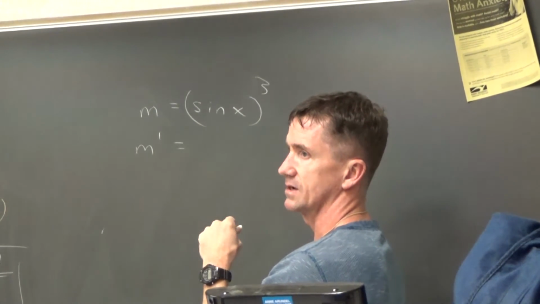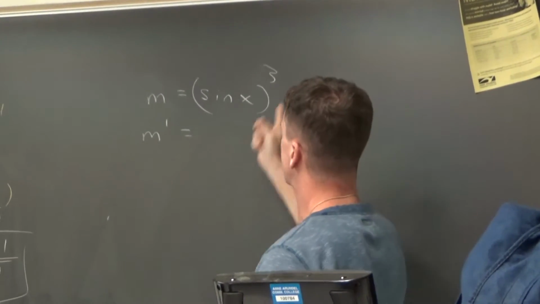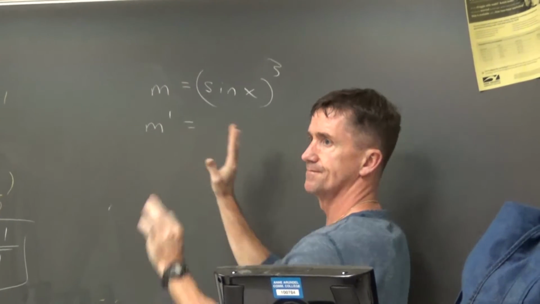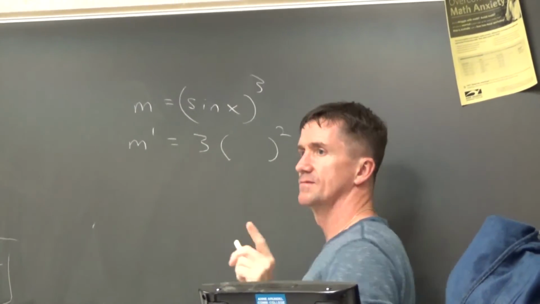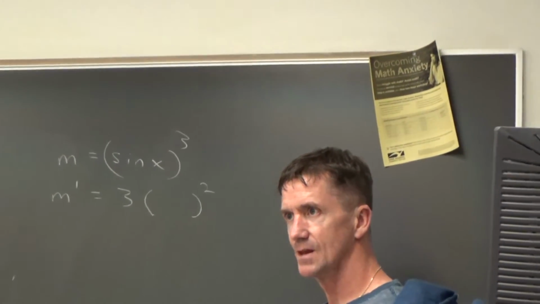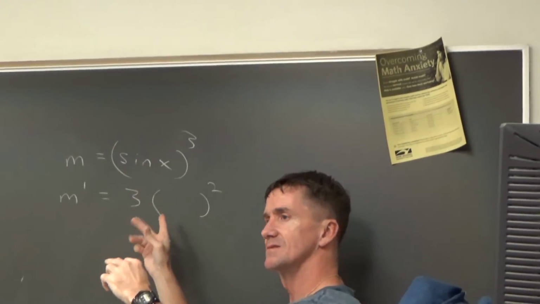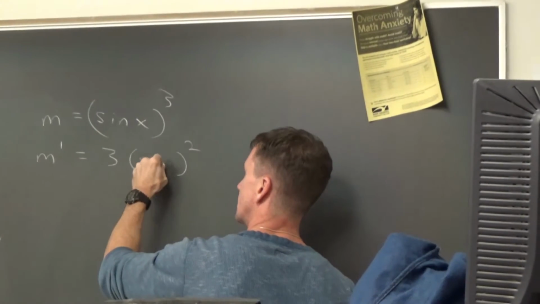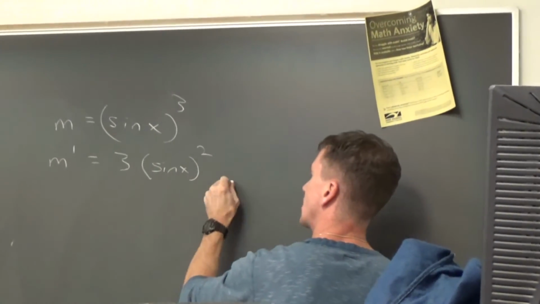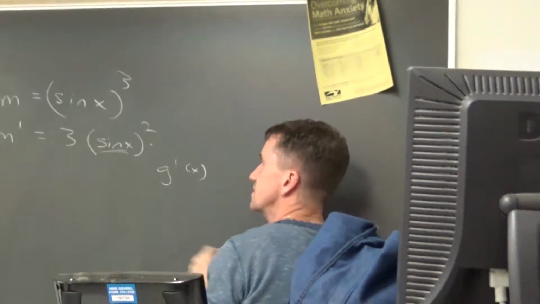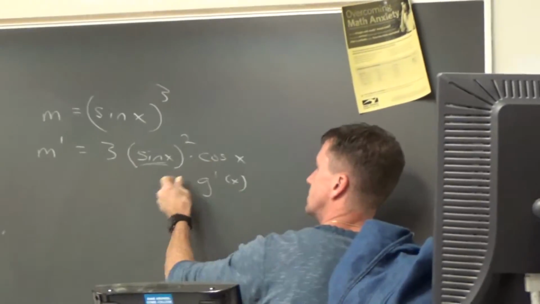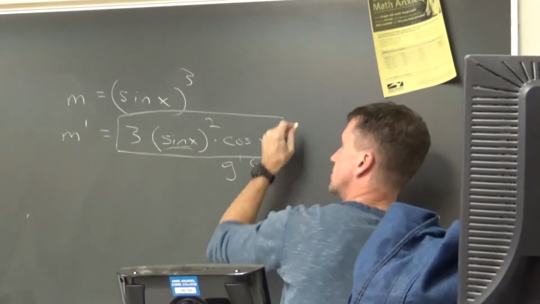All right, it looks like a chain rule. The 3 comes in front. Decrease the exponent by 1. Put your g back in. G was sine x. Now multiply by g prime. What's the derivative of just the sine of x? Cosine x. There it is. That's m prime.